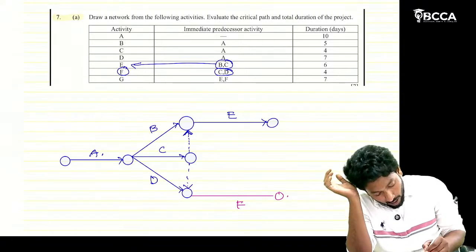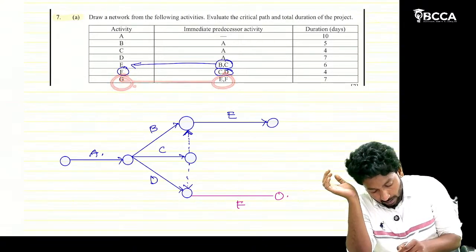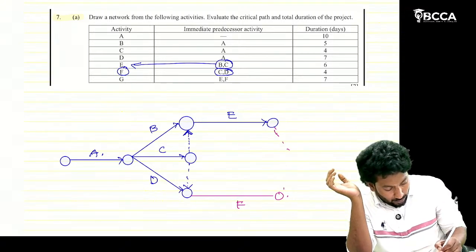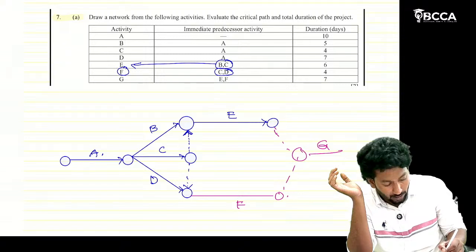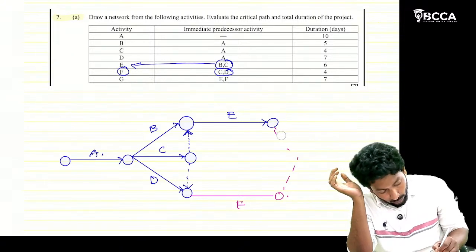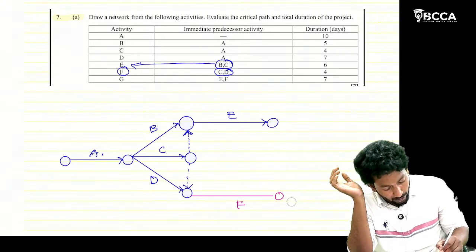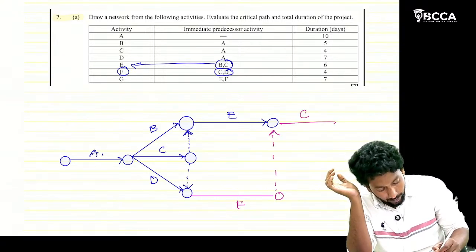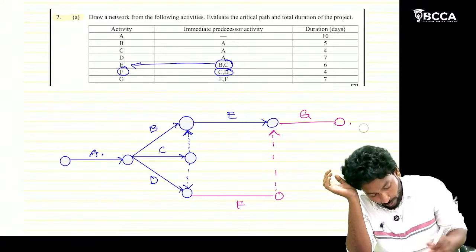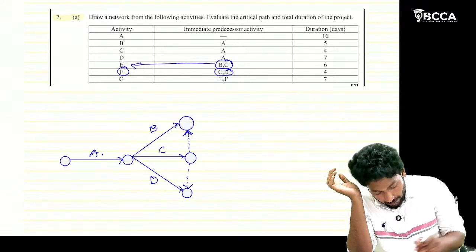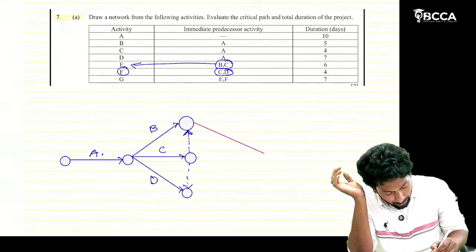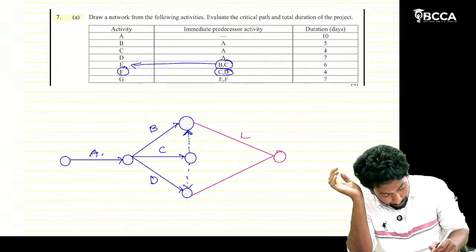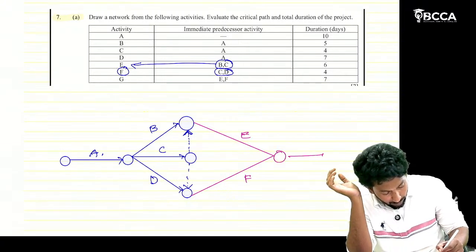After E and F, G can start. That means from these two activities we can connect dummies, and from here we can draw G. Or else we can draw a dummy from E to F, or F to E, and connect G here. Or if you plan from the beginning, we can draw G here, E here, F here like this. This is G.